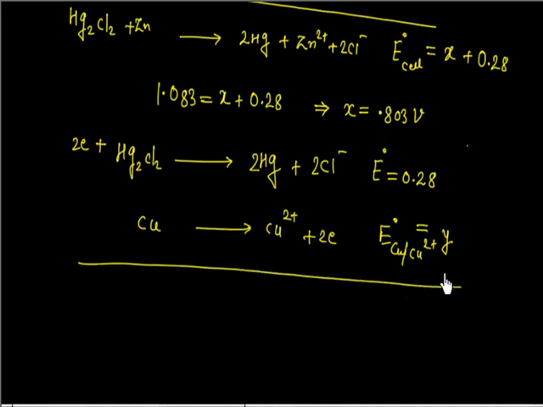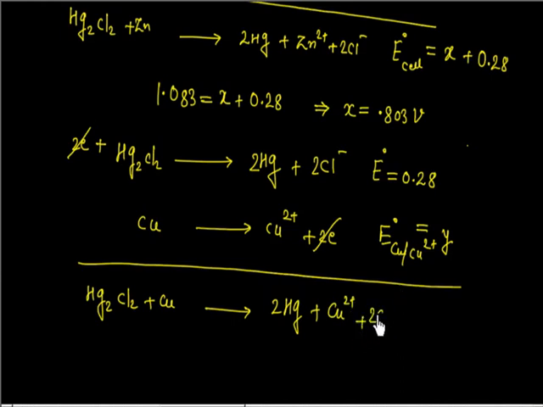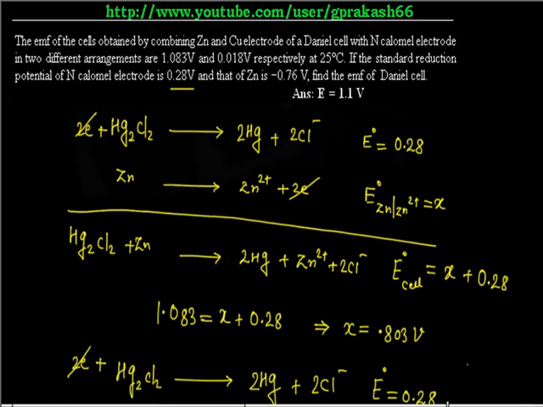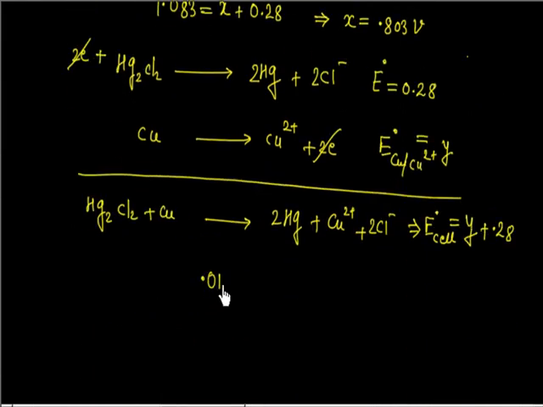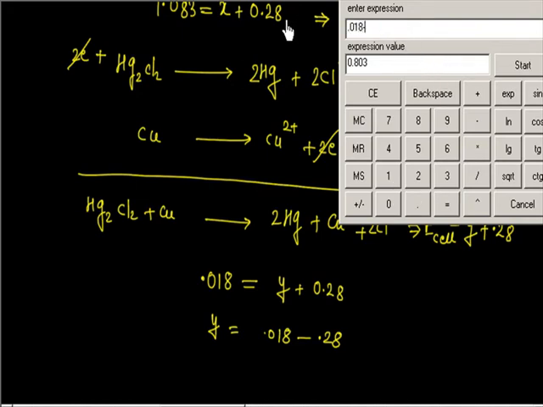So we can add these two half cells, and I can get the full reaction as Hg2Cl2 plus copper giving 2Hg plus Cu2 plus and 2Cl minus. This is E degree cell, and this value comes out to be Y plus 0.28. But E degree cell is given, that is 0.018. So 0.018 equals Y plus 0.28. From here I can calculate Y, that is 0.018 minus 0.28. Are you getting? So let us calculate.